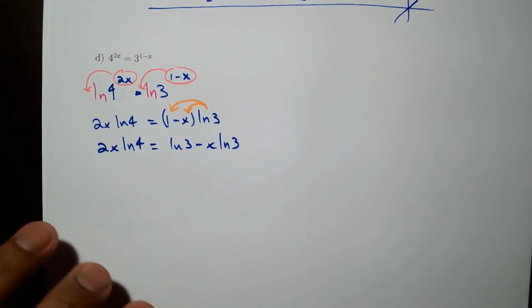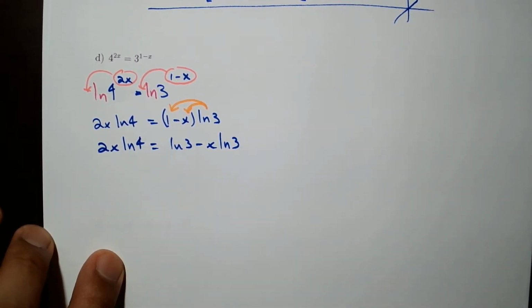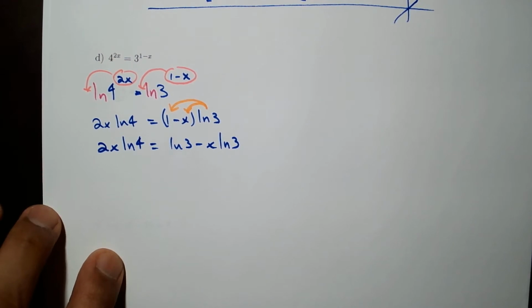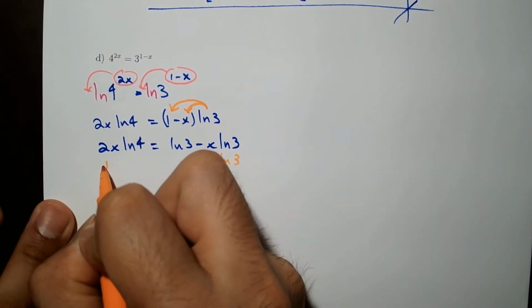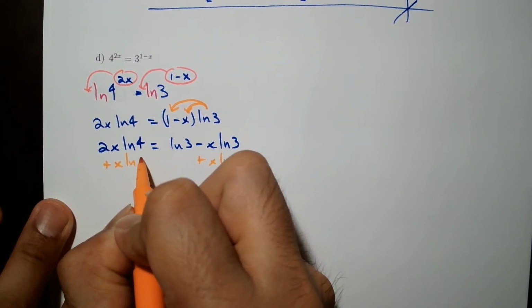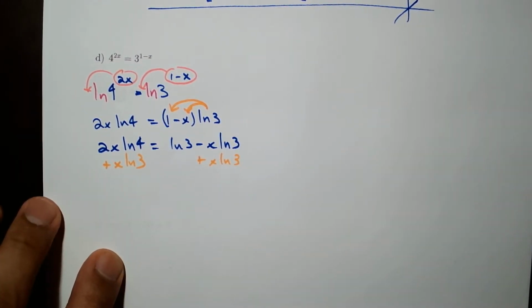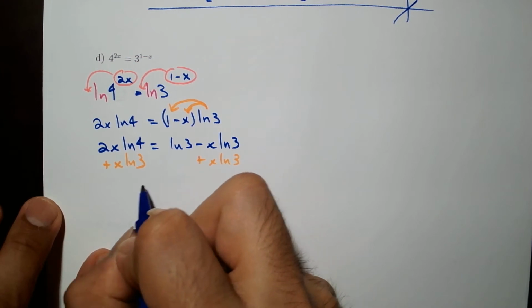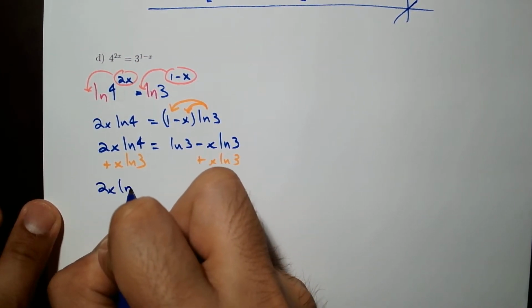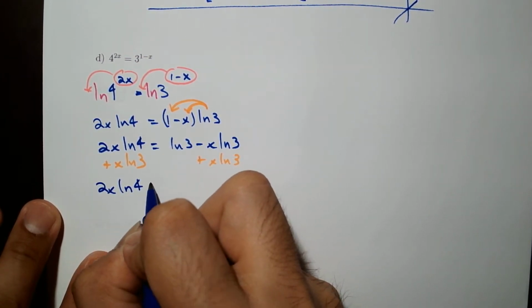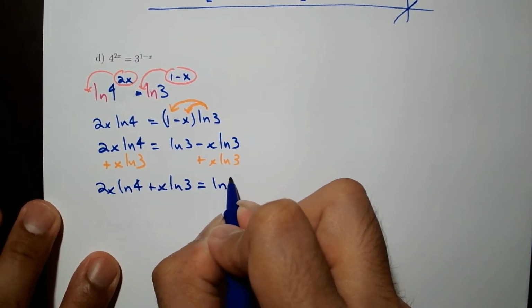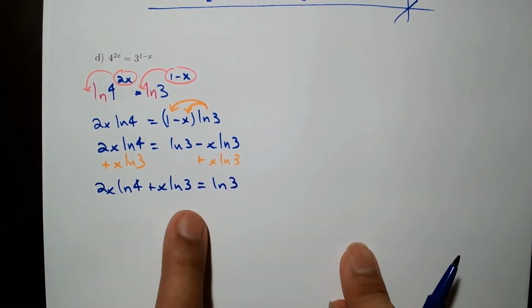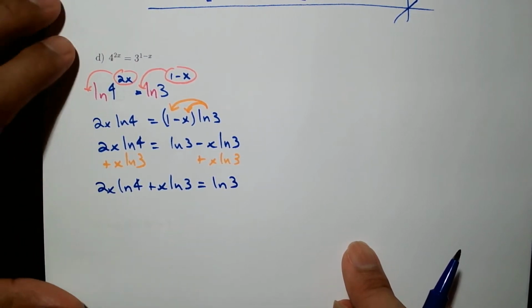So now I'm going to move all terms that have the x to the left-hand side. In order to do that, I'm going to add x ln of 3 to both sides of the equation to get 2x ln of 4 plus x ln of 3 equals ln of 3.